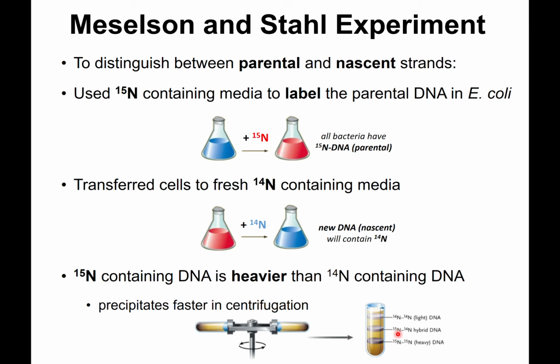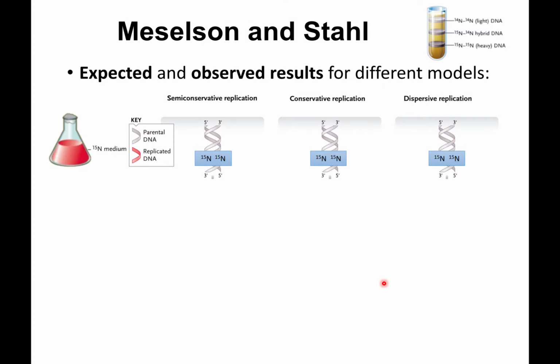Great, so now Meselson and Stahl have a way to follow what happens to DNA. How DNA is replicated will be visualized by looking at how heavy it gets after 1 or 2 divisions. So let's go through their experiment. So these are the possible models. Okay, now we'll go through the results that they got.